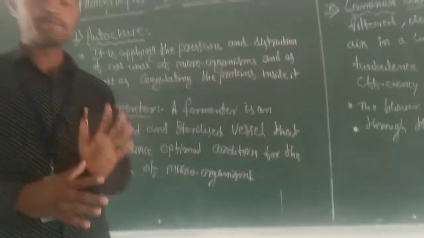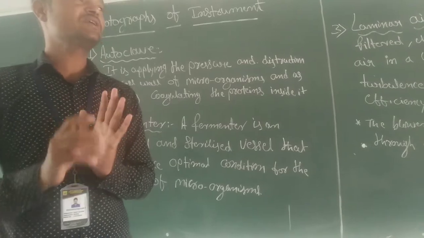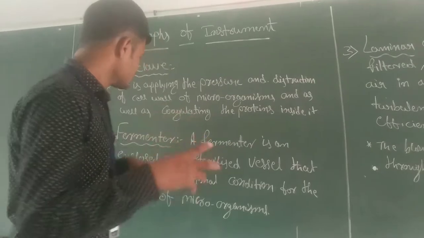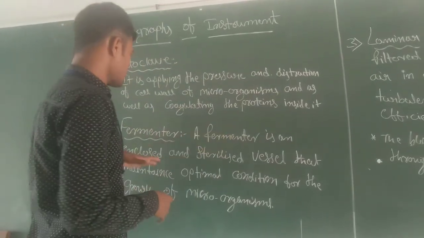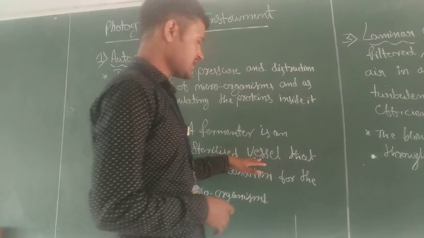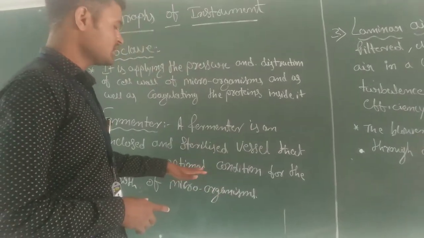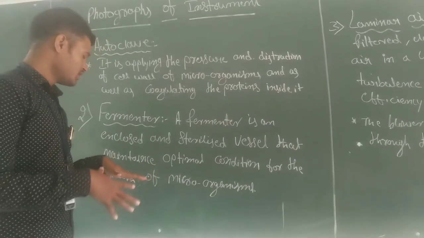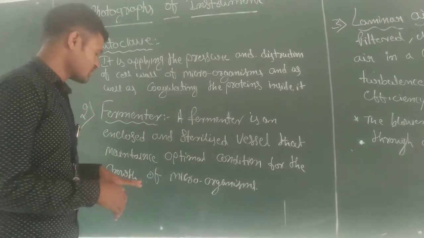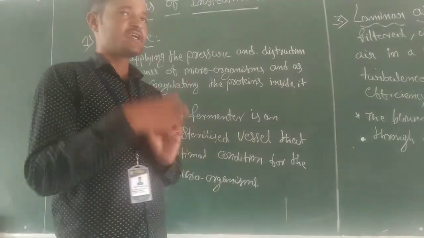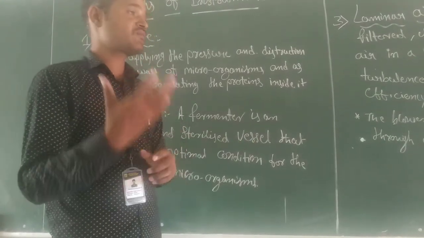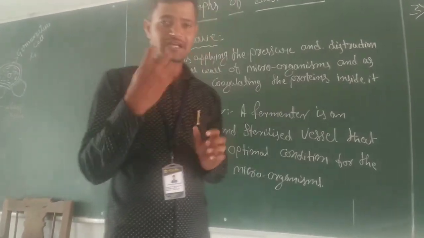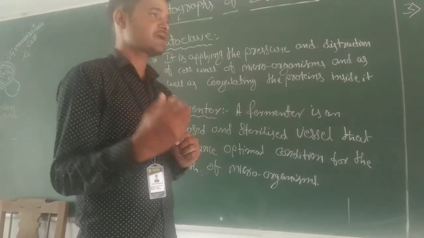Next, another one is the fermenter. The fermenter is one of the devices used in the fermentation process. We already know about the fermentation process. A fermenter is an enclosed and sterilized vessel that maintains optimal conditions for the growth of microorganisms. It is helpful for developing microorganisms like yeasts for the fermentation process.